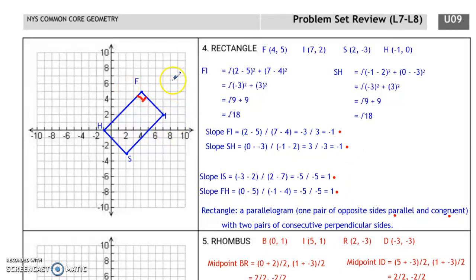Not only are they perpendicular to each other, but they're perpendicular to each other's perpendiculars, if that makes sense. Like I know that FI and IS are perpendicular, which also means that FI and FH are perpendicular because this line is perpendicular to both of the other sides. Once I find that they're perpendicular, I can say that it's not just a parallelogram, it's a special kind of parallelogram with perpendicular sides, and that's called a rectangle.